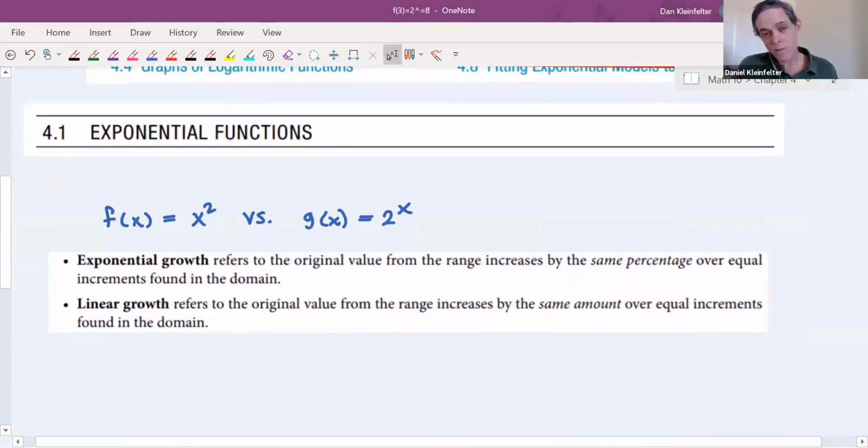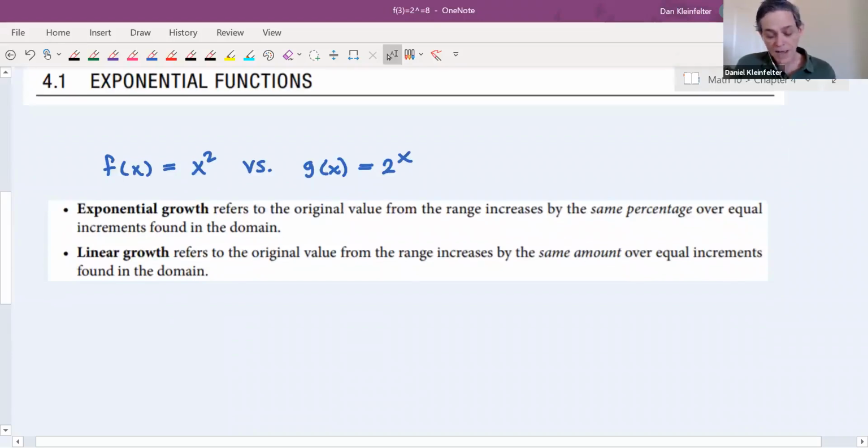Okay, so where we'll begin is with a definition of what exponential functions are like, and then start looking at their properties. Before we go further, though, I wanted to contrast exponential growth and linear growth. When we've worked on linear growth before, if you have a linear function, the original value from the range increases by the same amount over equal amounts found in the domain.